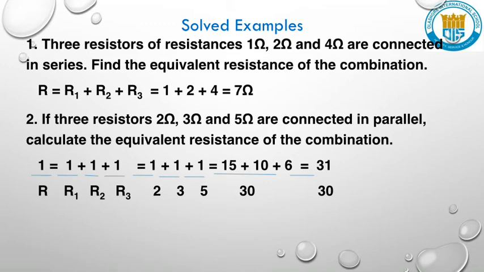But for the parallel connection, 2 ohms, 3 ohms, and 5 ohms connected in parallel, we must add up their reciprocals. So that's why we have 1 over 2 plus 1 over 3 plus 1 over 5. And then we find the LCM. LCM is 30. If you do your LCM addition well, you will get your 1 over R to be 31 over 30. 1 over R will be 31 over 30.